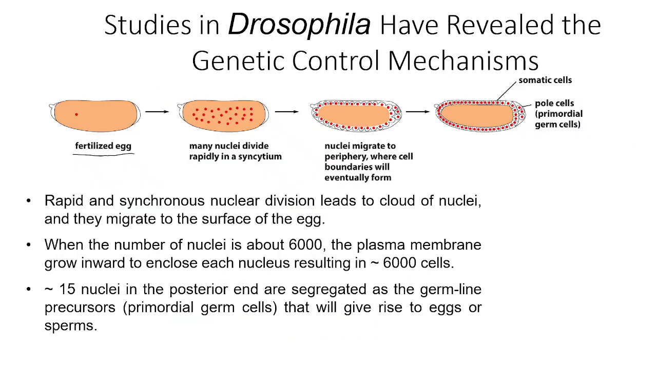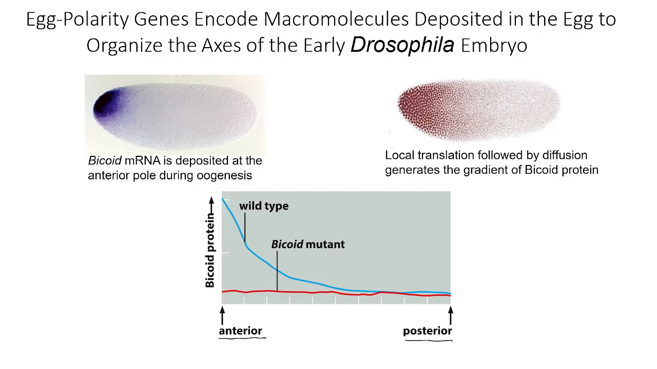Now, in Drosophila, the egg polarity genes encode macromolecules deposited by the mother into the egg. One key example is the bicoid mRNA, which is localized at the anterior pole during oogenesis. After fertilization, local translation and diffusion create a bicoid protein gradient that patterns the anterior-posterior axis.